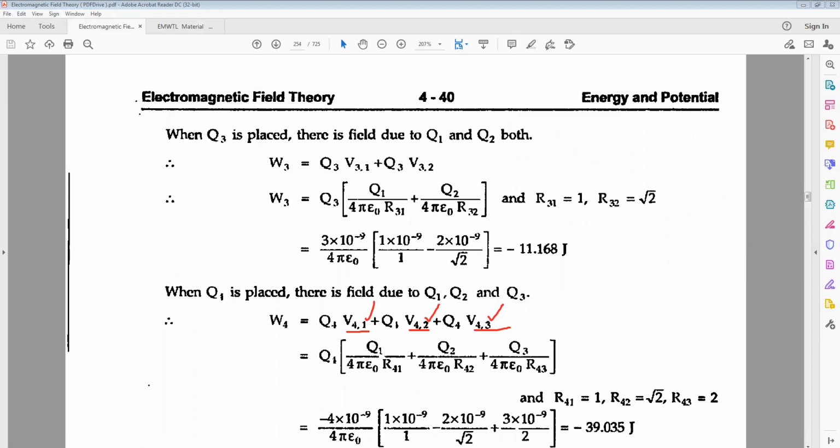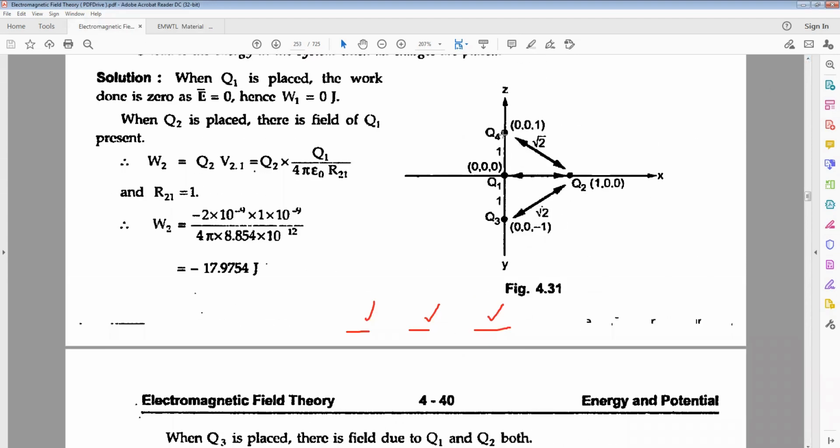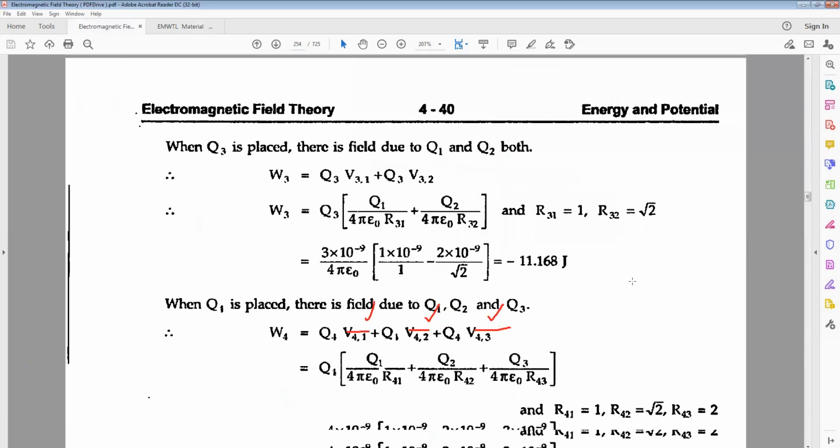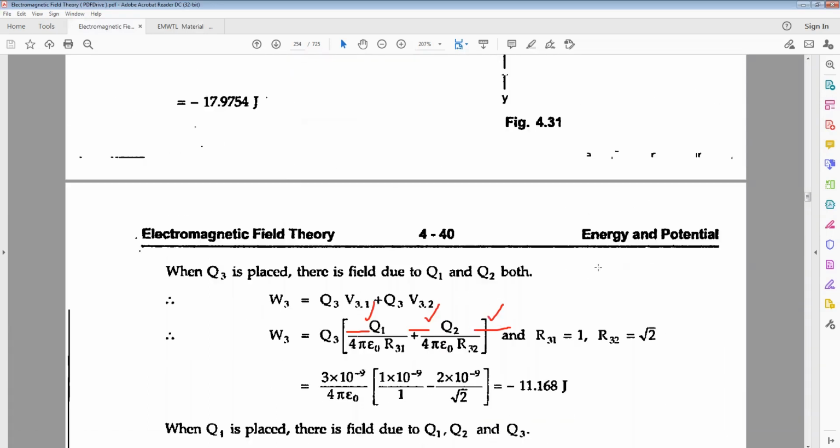So now, for Q4: due to Q1 the distance is 1. Due to Q2 the distance is under root 2. Due to Q3 the distance is 1. So 1, root 2, 1. So 1, root 2, and R43 is there. The 2 is 1 plus 1 that you will get there.